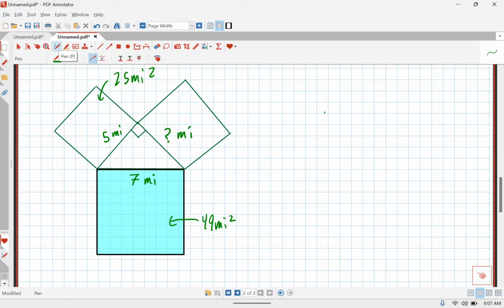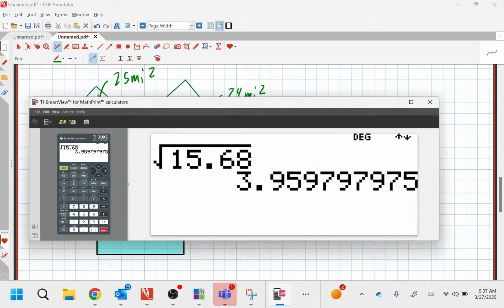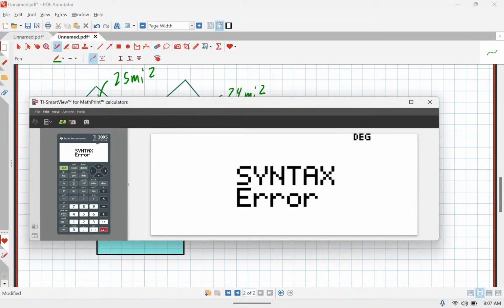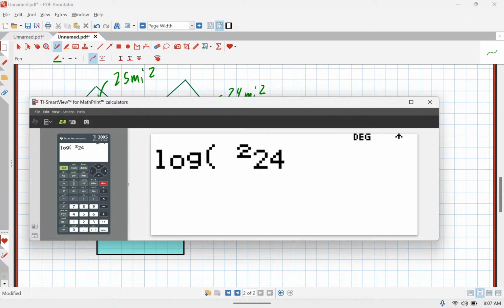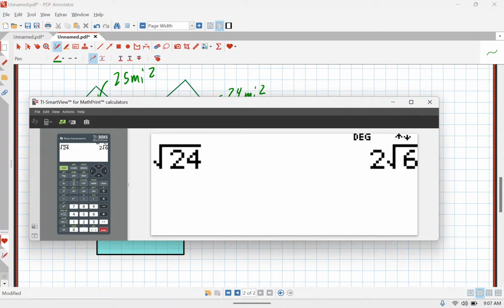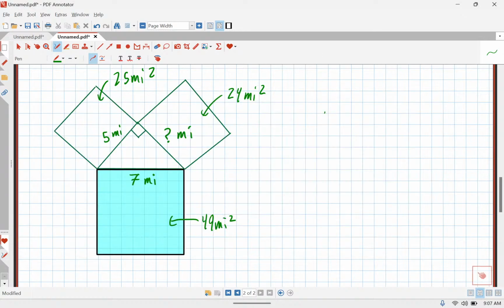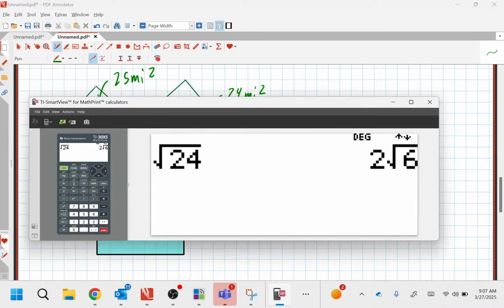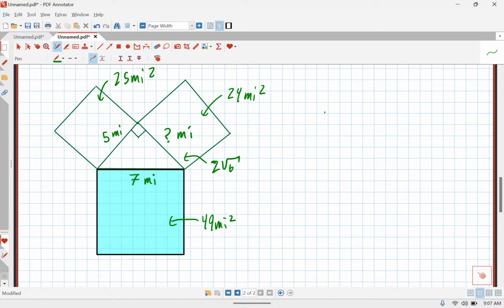And what was 49 minus 25? So that was 24 miles squared. What am I going to do with that number to find the missing side length? Yeah, we're going to take the square root of 24. Oops. We're going to hit the right buttons as well. The square root of 24. Now that number is important. 2 square roots of 6. That is the exact length. I know that number looks crazy, but that means that this is exactly 2 square roots of 6 miles.